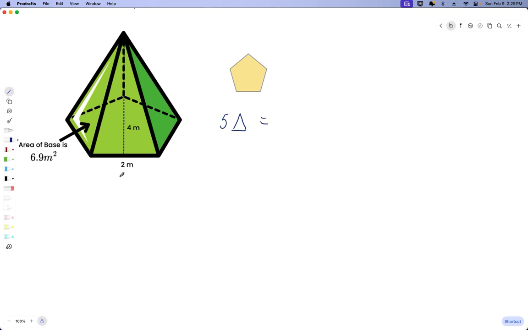the area of the base is 2 meters and the height is 4 meters. Divide that by 2. But then I'm going to multiply that times 5 because there's 5 triangles, because there's 1, 2, 3, 4, 5 sides. So 2 times 4 is 8, divided by 2 is 4. So 4 times 5 is 20 meters square.